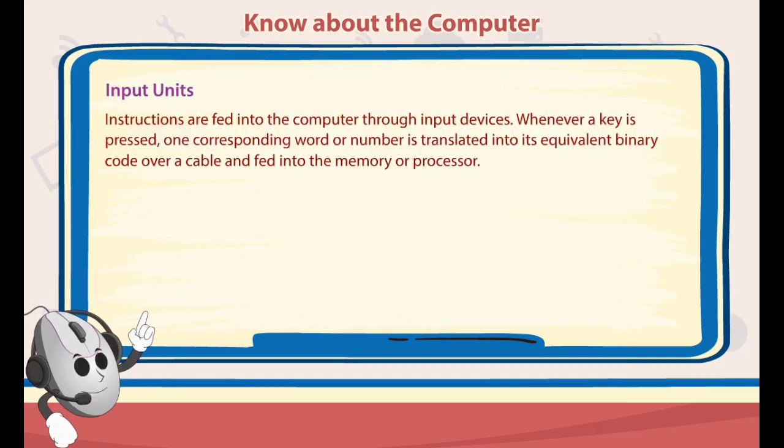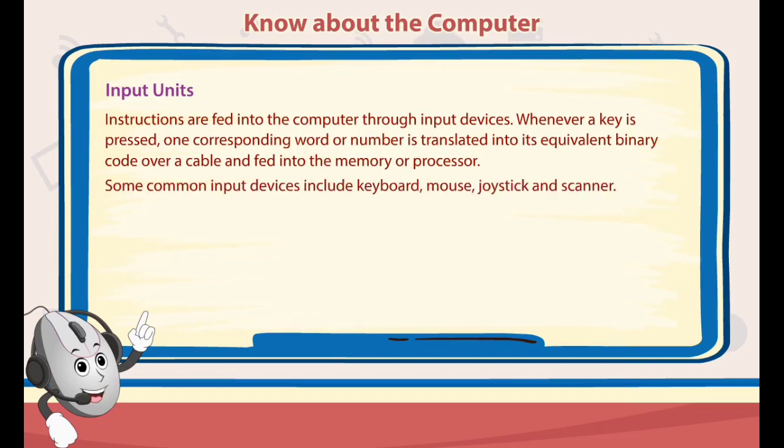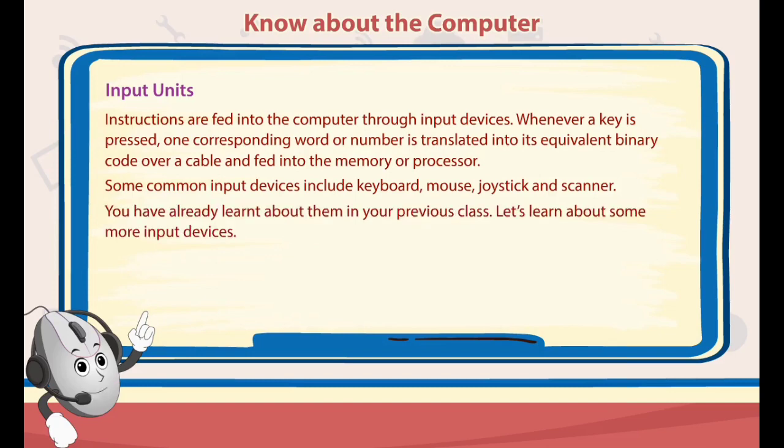Input units. Instructions are fed into the computer through input devices. Whenever a key is pressed, the corresponding word or number is translated into its equivalent binary code over a cable and fed into the memory or processor. Some common input devices include keyboard, mouse, joystick, and scanner. You have already learned about them in your previous class. Let's learn about some more input devices.